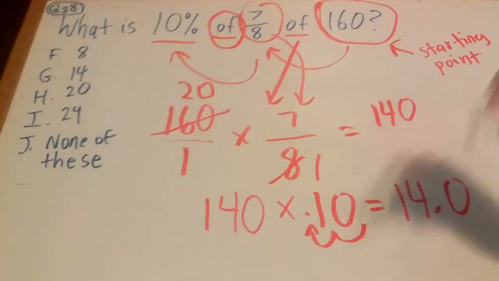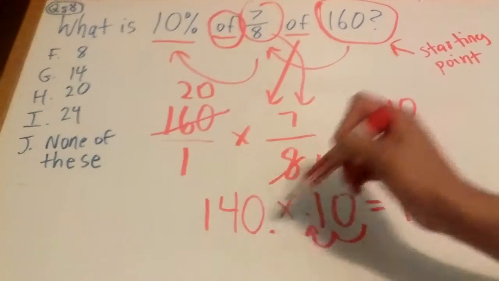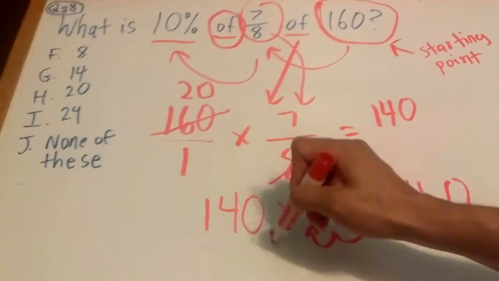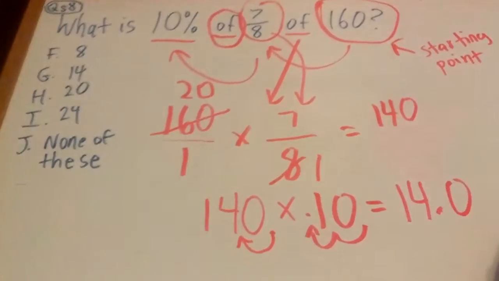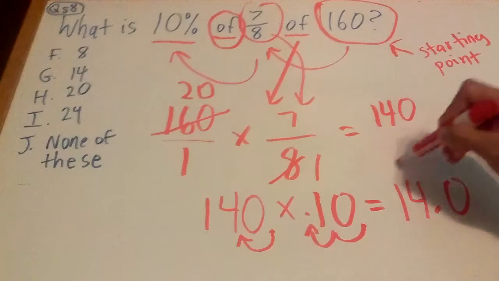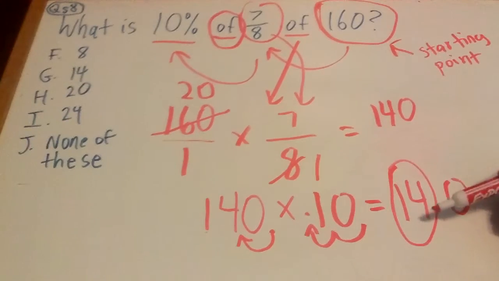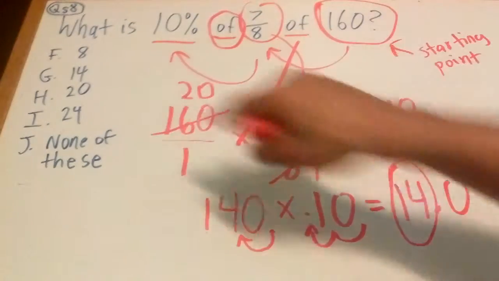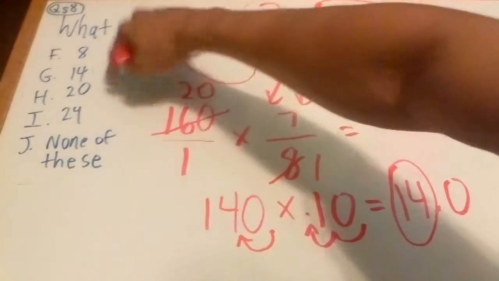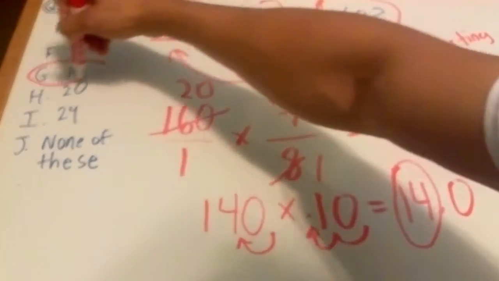Why? Because whenever you multiply something by 10, all you have to do is get the decimal place from the original number and shift it over 1 place to the left, because that's the way you reduce it. So here we have our answer. It's 14. And now take a look at the possible answers on the side. And those were our options. And there it is.